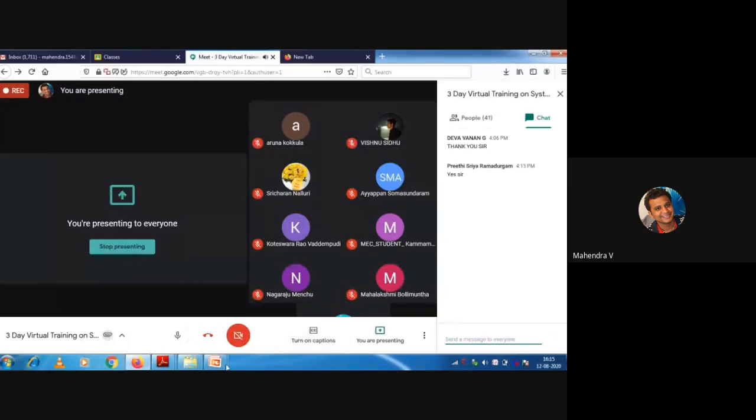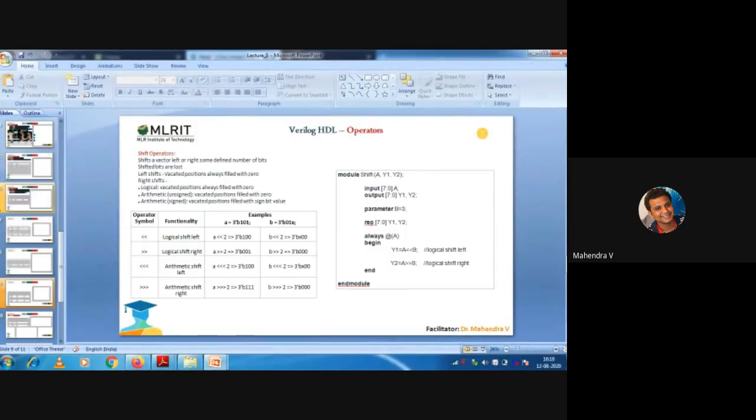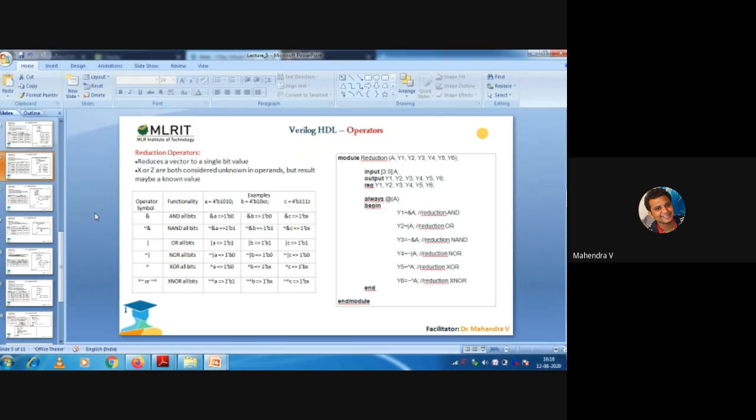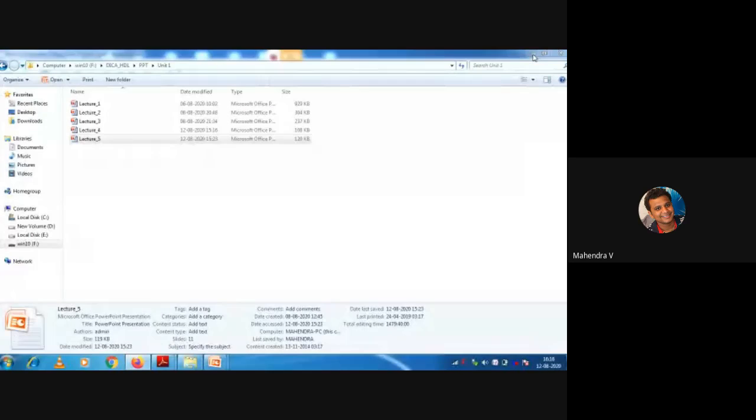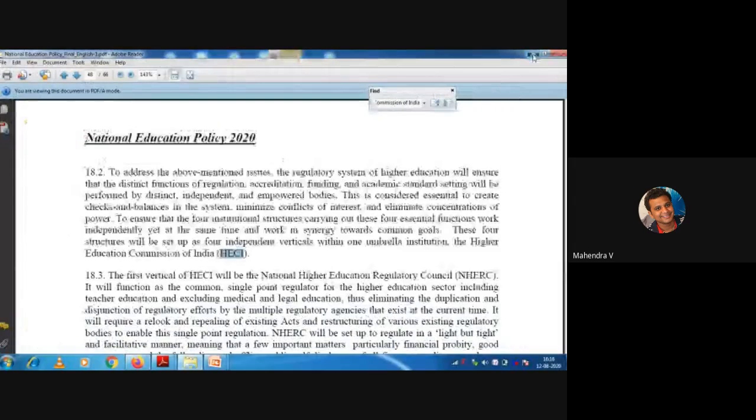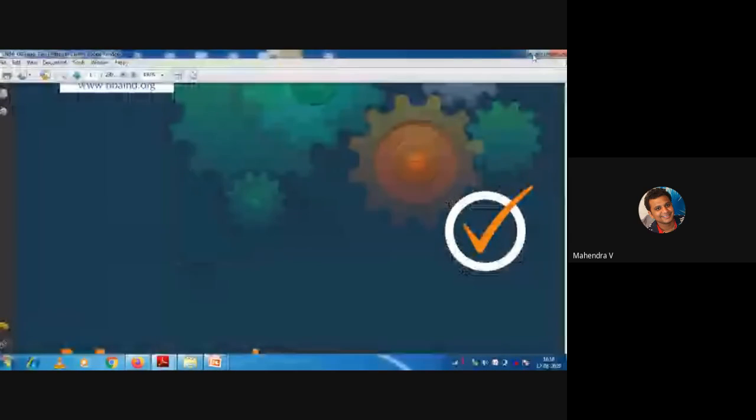Okay, now let us understand the design of sequential circuits. Now here we have seen the sequential circuits behavior, and now we are going to implement the first sequential circuit, that is the D flip-flop, by using Verilog HDL on Xilinx Vivado.